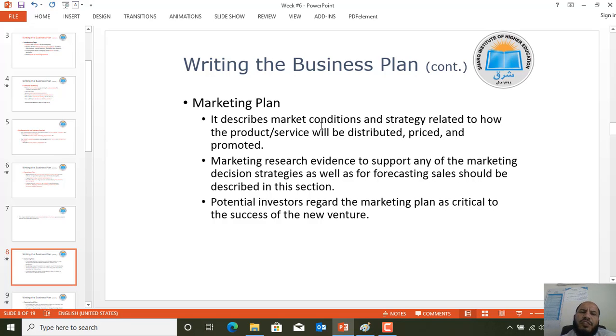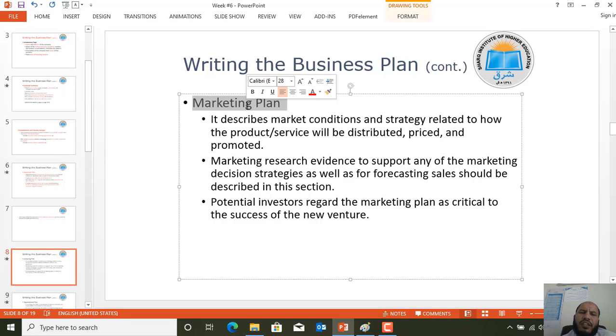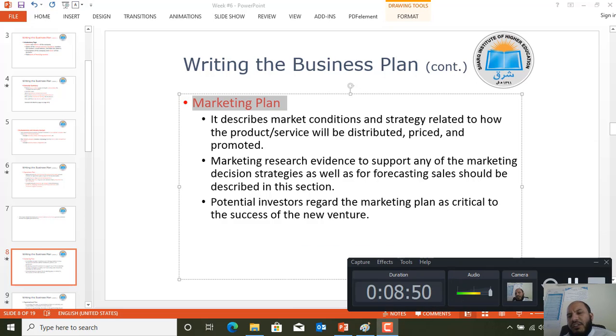Dear students, along with this we have another plan which is called the marketing plan, and it's also one of the major parts of the business plan. We will discuss the marketing plan in upcoming slides in detail, but keep in mind what the marketing plan will consider.